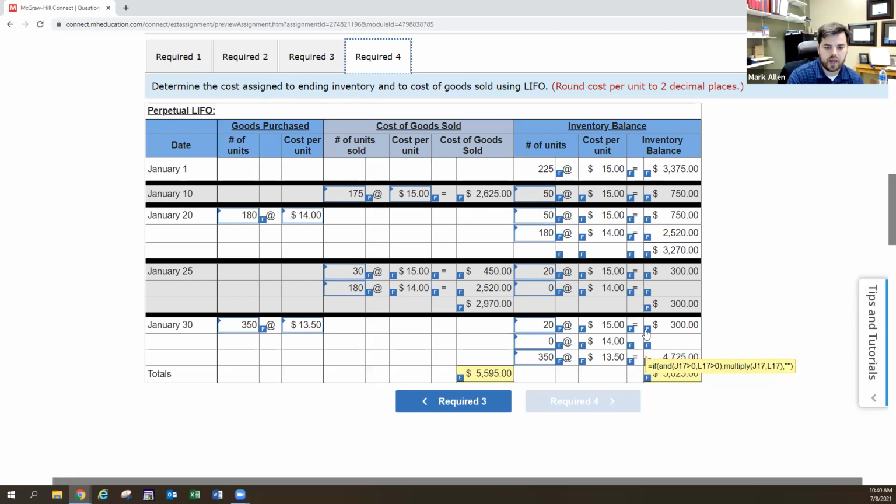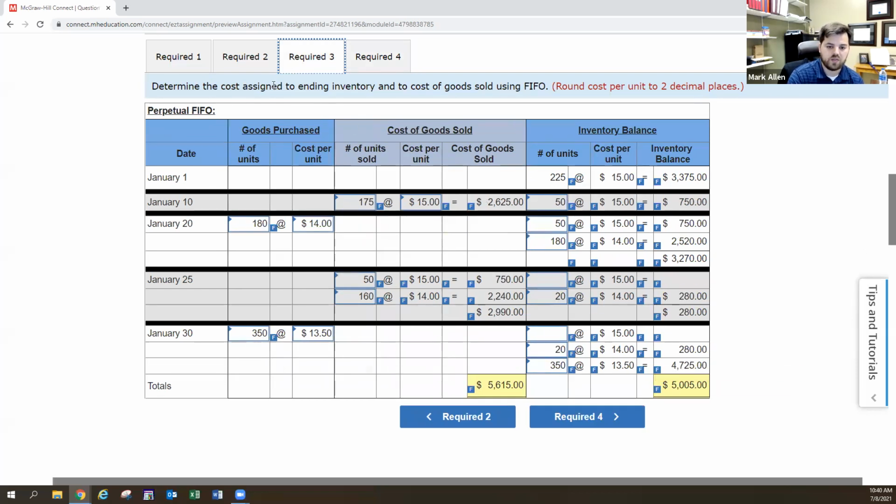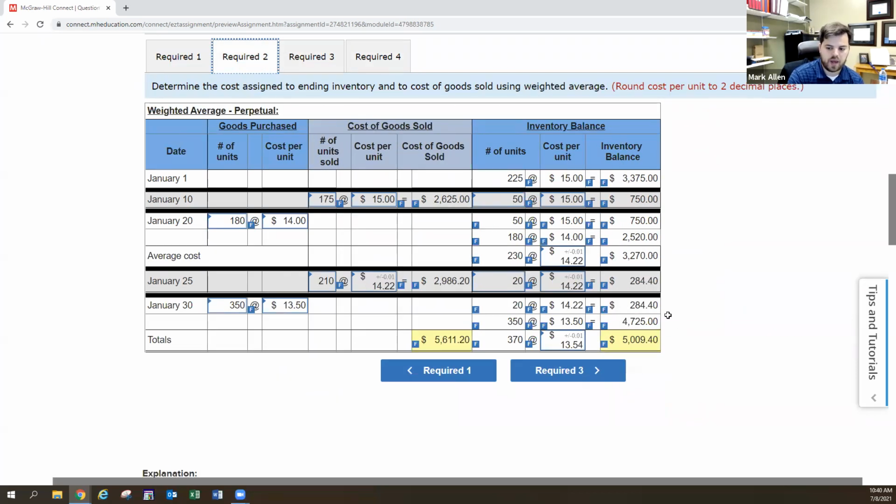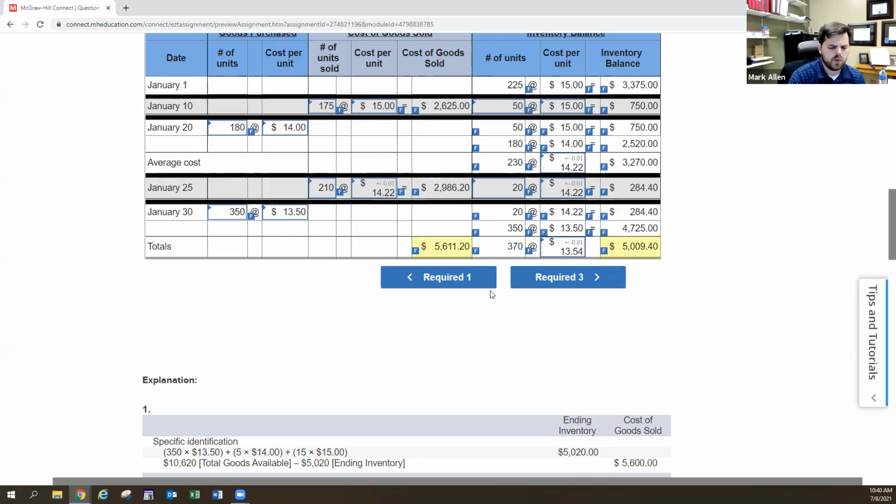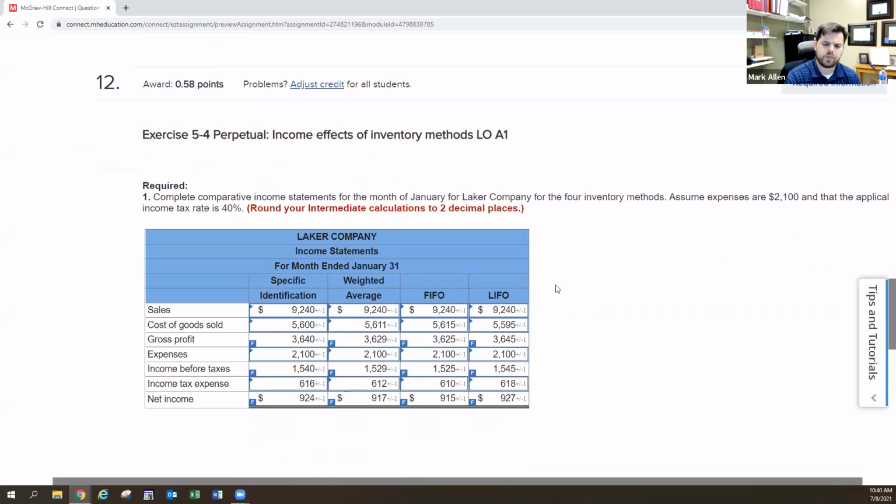And my inventory balance, 5,025 for LIFO and 5,005 for FIFO is of course the bounds around the $5,009 that we see for weighted average. So it works out pretty nicely in this case.